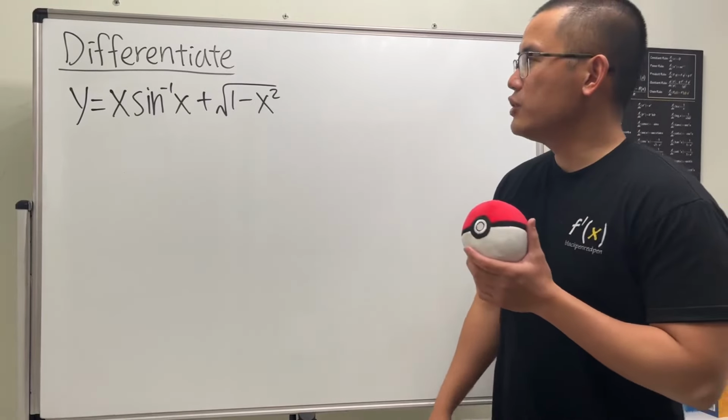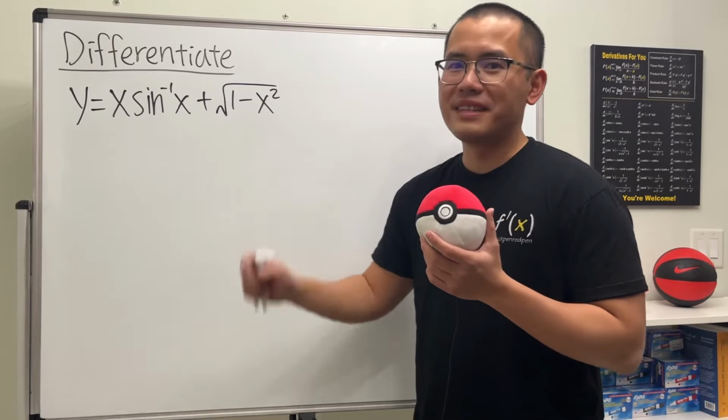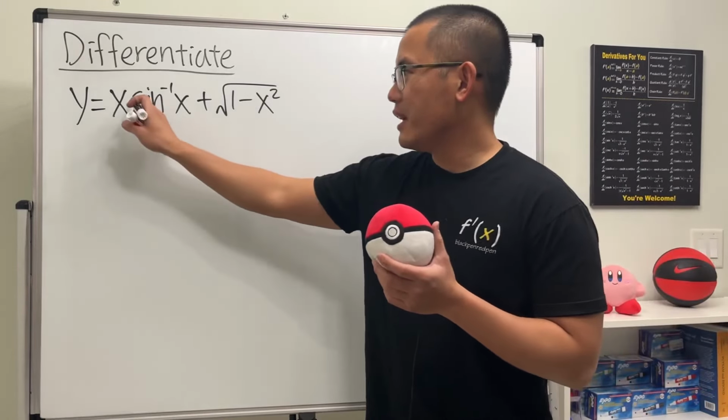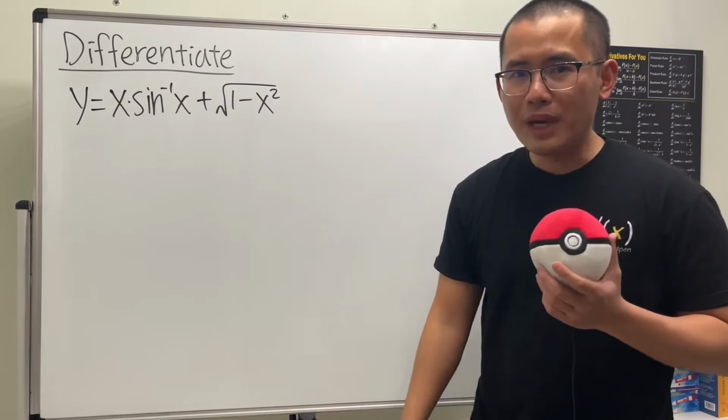Alright, we're going to differentiate x times inverse sine of x plus the square root of 1 minus x squared. As we can see, here is a multiplication, so we will have to use the product rule. Here we go. Let's look at this part first.